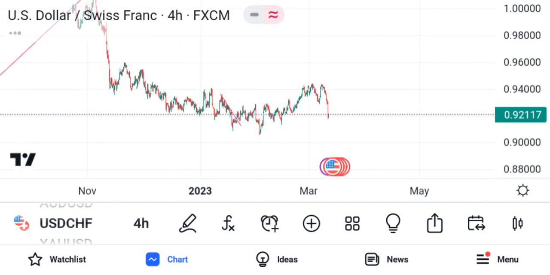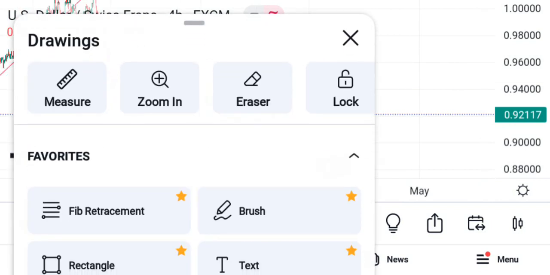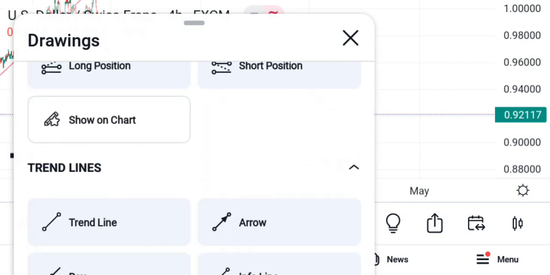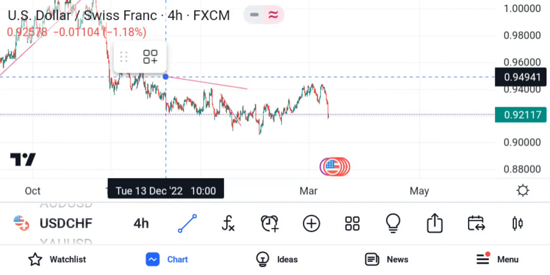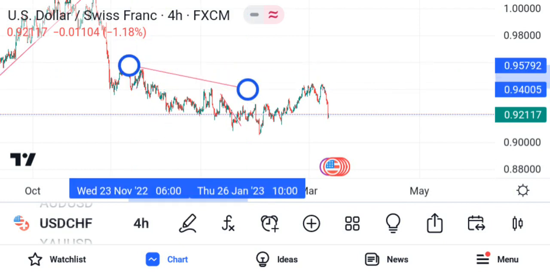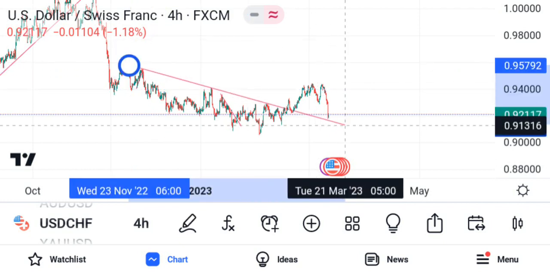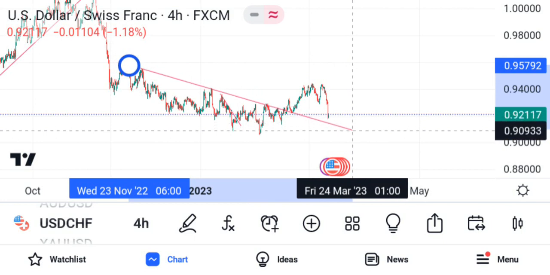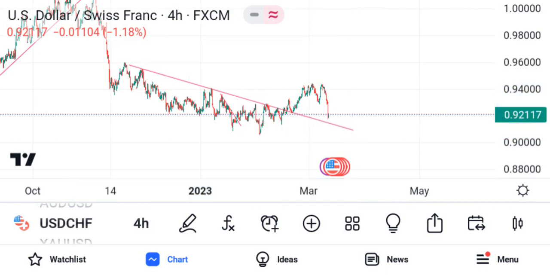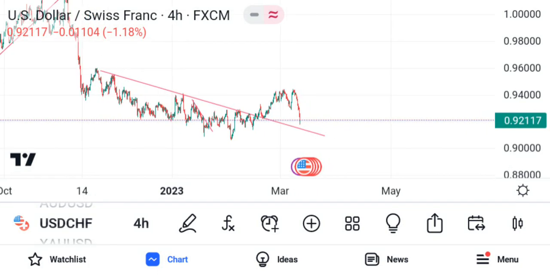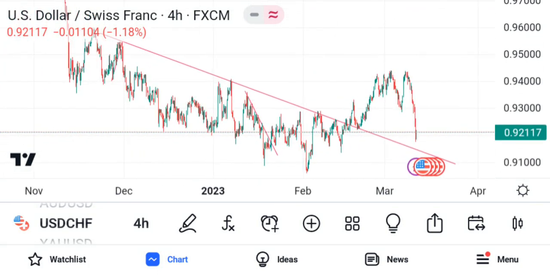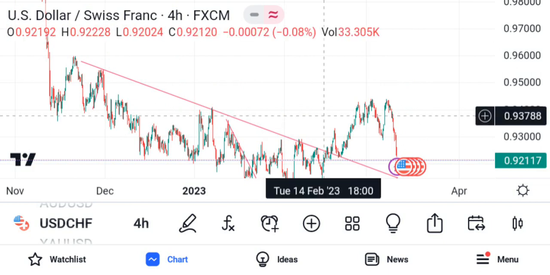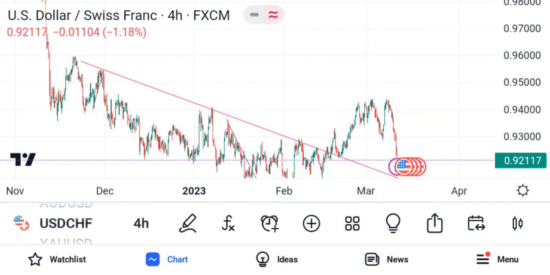So this is it. USD Swiss franc has been bearish. Let's get a trend line. Okay, there was actually a break here, and price moved to the upside. So what I've been doing ever since is waiting for the market to come to this trend line, and I was able to sell at this zone.